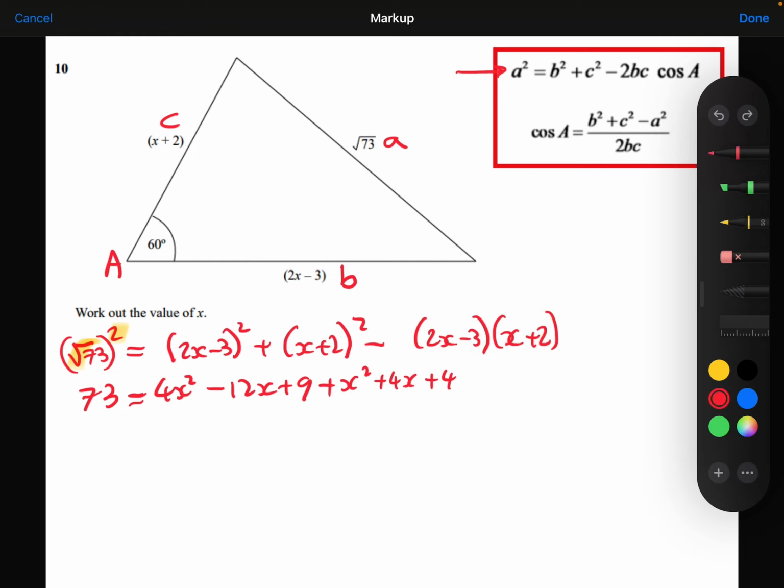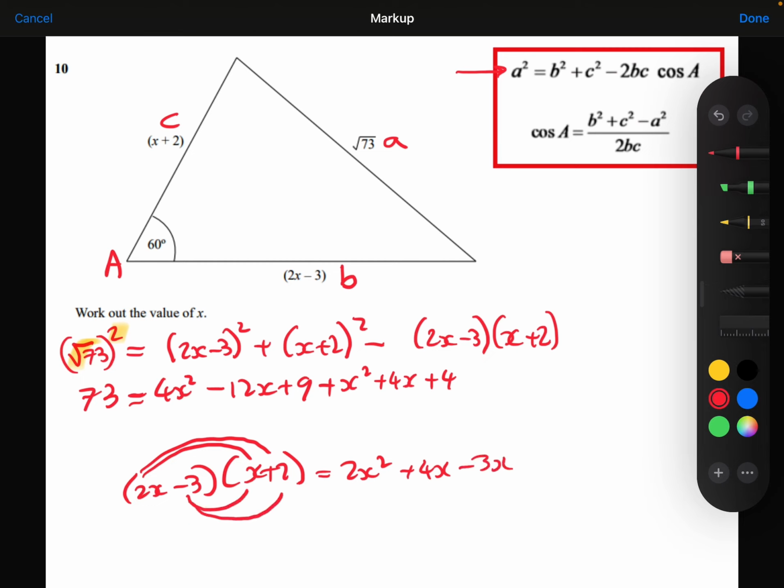So let's do that. What is 2x minus 3 times x plus 2? The 2x times x is 2x squared. The 2x times 2 is 4x. The minus 3 times x is minus 3x. The minus 3 times 2 is minus 6, which when we collect up the like terms, we get that. So this is the same thing as this.